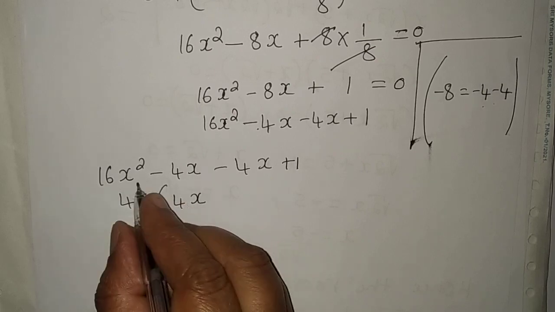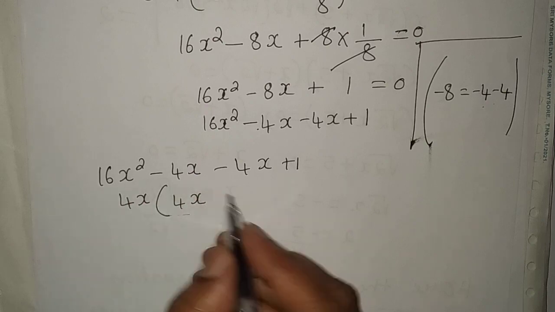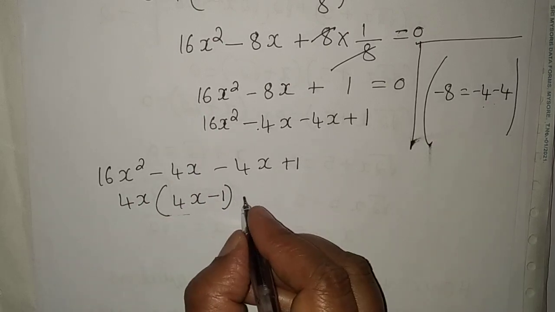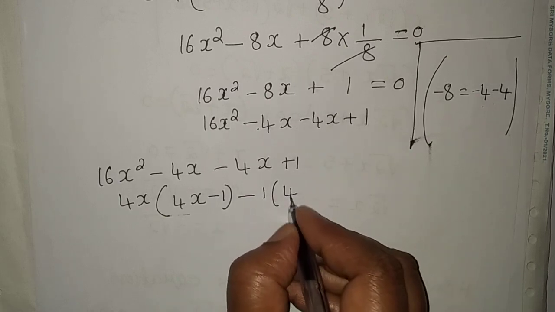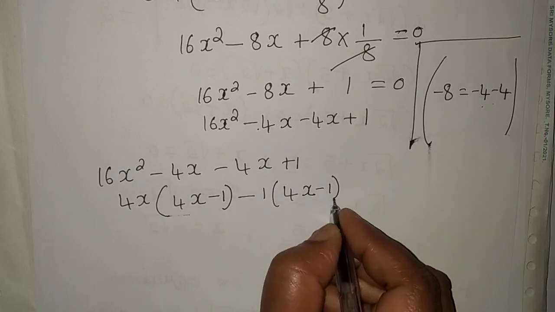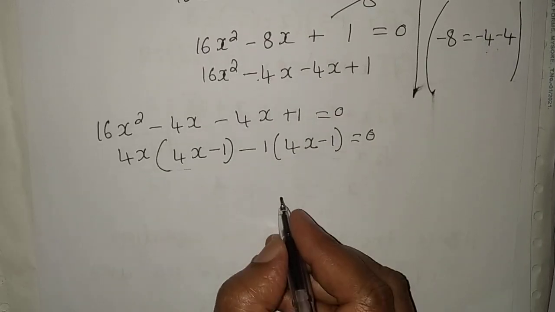4x into 4x is 16x square, then minus 1 into 4x is minus 4x. Again 1 will take common or outside, minus 4x minus 1 is equal to 0. This is the further simplification.